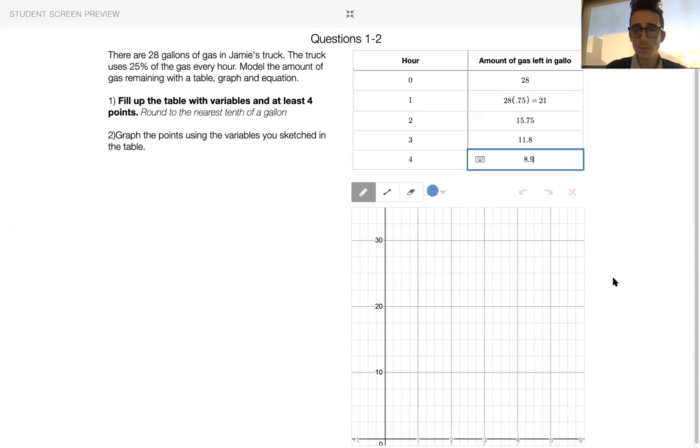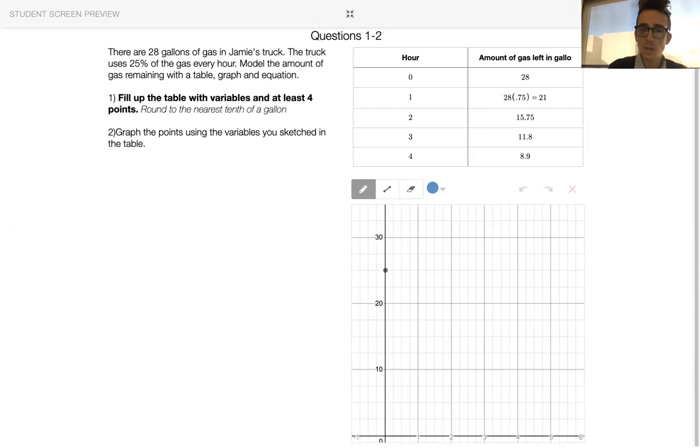All right, so our table should look like this when it's all said and done. So let's graph this out. At hour 0, there's 28. So let's mark that around here. At hour 1, there's 21. Ballpark that for there. At hour 2, 15.75. Ballpark that for here. At hour 3, 11.8.